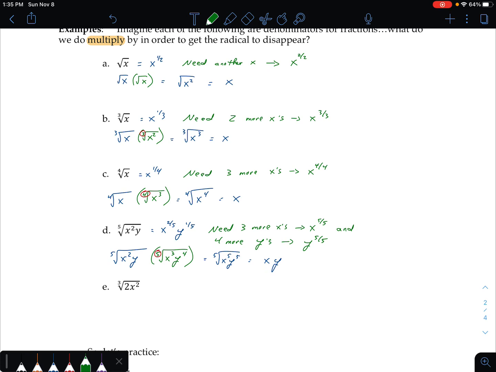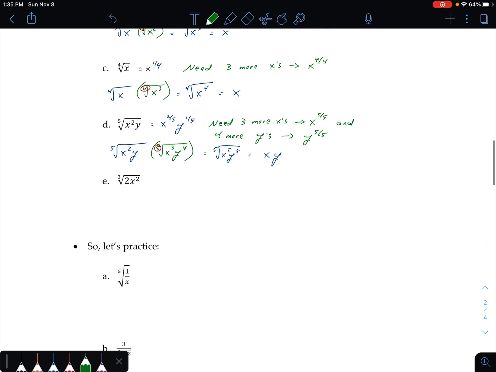So I'm always getting out just the base, right? Just the base. That's the goal. And I would do the same to the top and bottom. Okay, last one of this particular example.